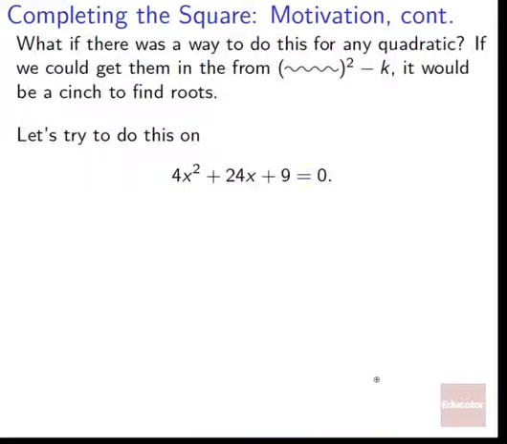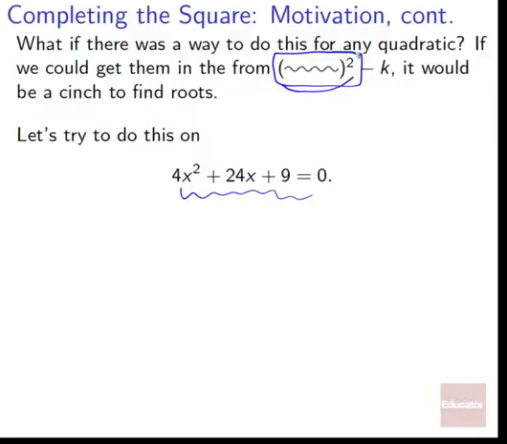Great. What if there was some way that we could do this for any quadratic? If we could get this form of something squared minus k, it would be a cinch to find roots for any quadratic. So let's try to do this on 4x squared plus 24x plus 9 equals 0. We'll see if we can scout out a method for, we'll call it completing the square, because we're going from this form where there's a bunch of stuff to this nice thing that is squared.